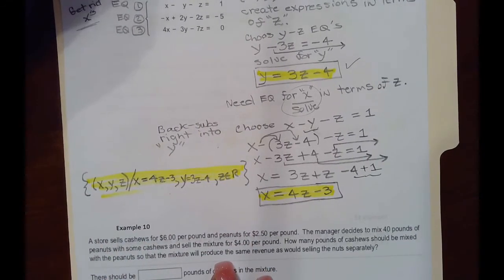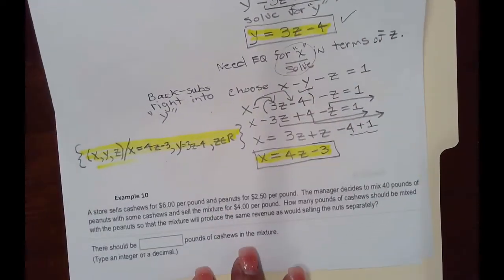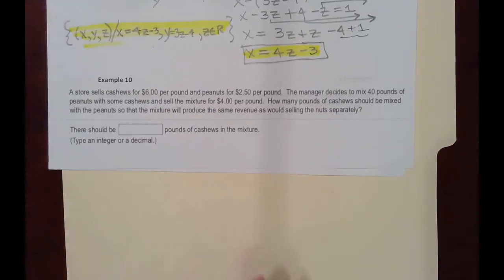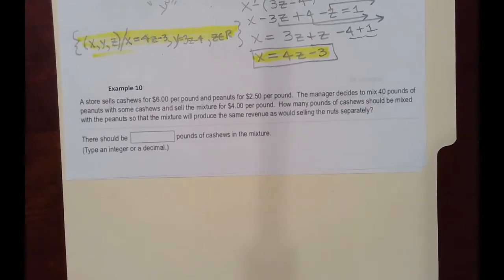Okay, moving on to example 10. I don't know what happened with the spacing on this, but I guess I meant to have this on the next page. Okay, so for example 10, it says a store sells, so you have a little application problem here, which you can solve as a system, but if I can get away with not creating a system, I'm going to solve it in an easier way. Let's just see what there is in this problem.